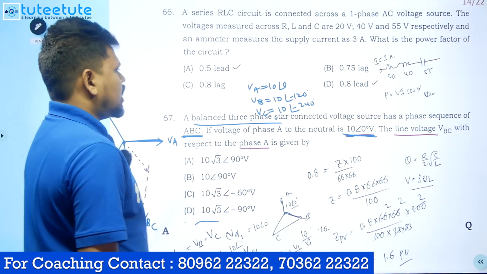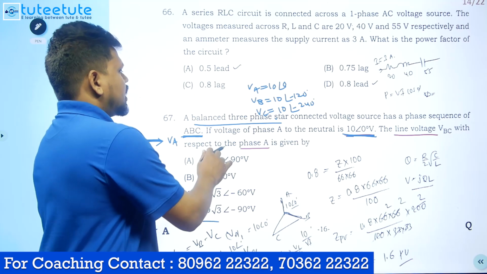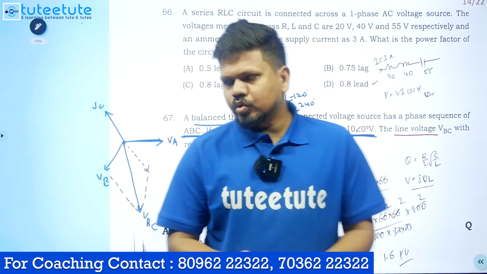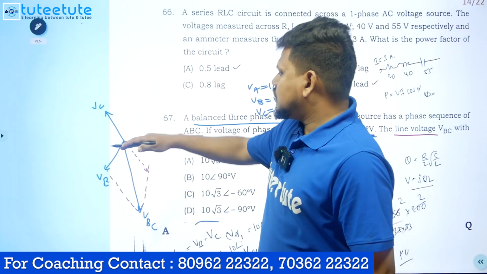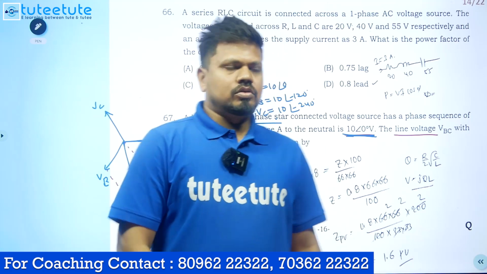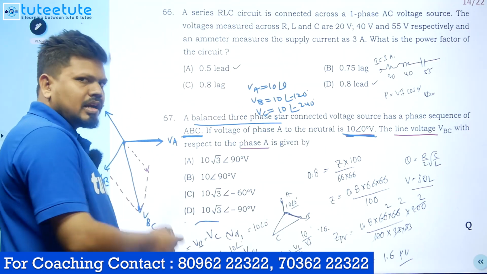Okay, so what they have given is the line voltage VBC with respect to the phase A. If you have to get VBC, how much shift do we have to do to VA? We have to shift by minus 90. So that is the answer for this question. Even this angle we can calculate.